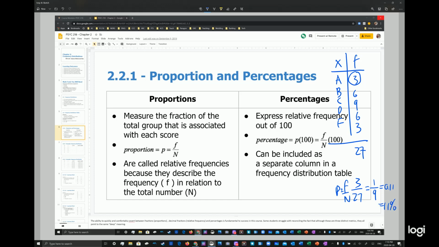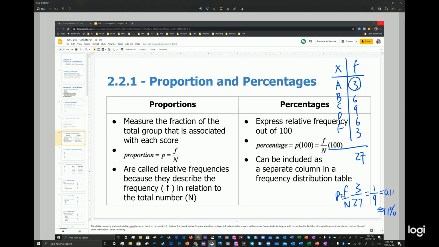I'll put the approximate sign there instead of equal because it's not exactly 11. It's approximately 11%. So we can start organizing the data and describing them. One of the things we can do is describe them in proportions, and you can use this technique right here. Just look at the one you're interested in, count the number of people that had that score, and then divide it by the total number of people.